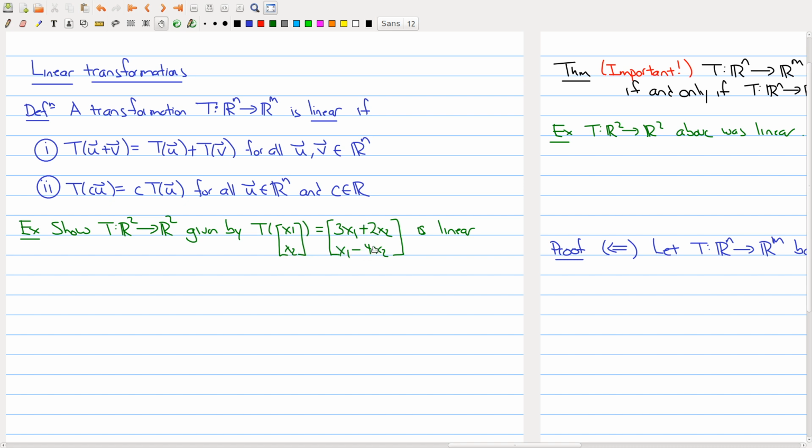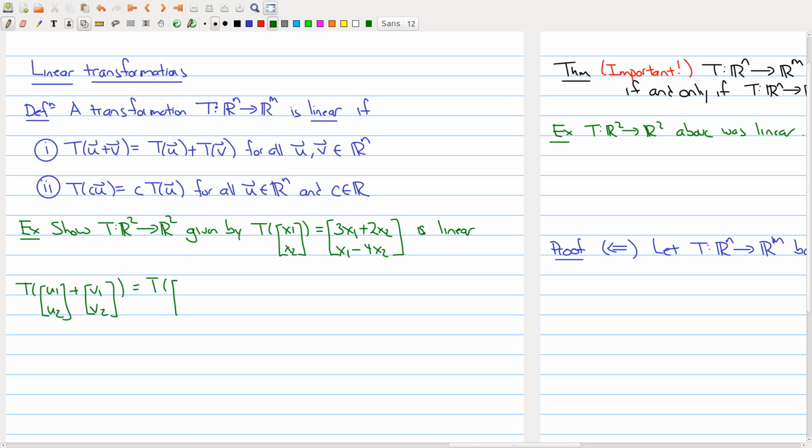So here I have a transformation from R2 to R2, taking this vector to this vector right here, and I want to show that it's a linear transformation. So I have to show that it satisfies both of these properties. So let's do that. So I take a vector u and I add it to a vector v. So I'm going to first add those two together.